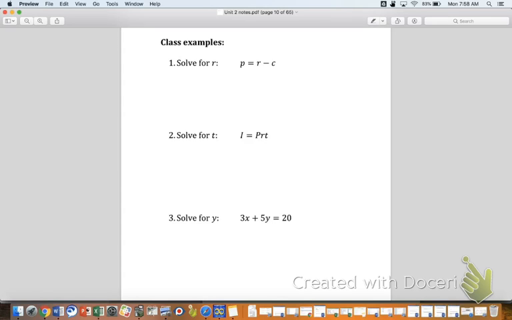So I wanted to take our time here and make sure that we go through these carefully and hopefully make sure you understand exactly what's happening and how we want to get where we want to go. So number 1 says solve for R. Can anybody remind our class what the words solve for or solve could be interpreted as?